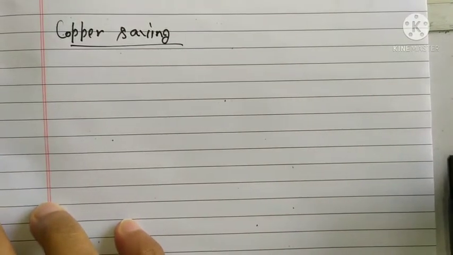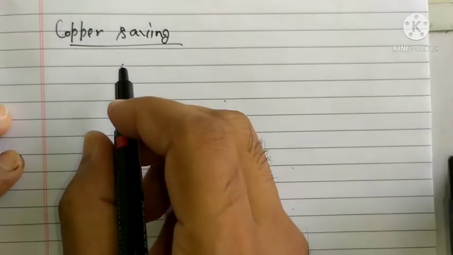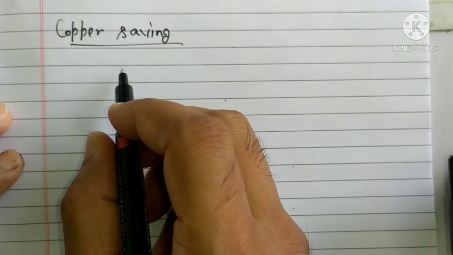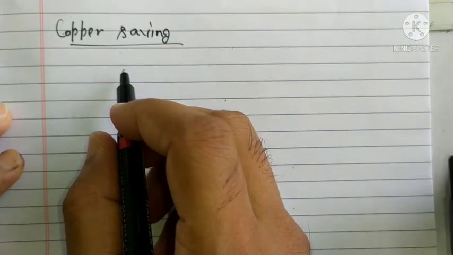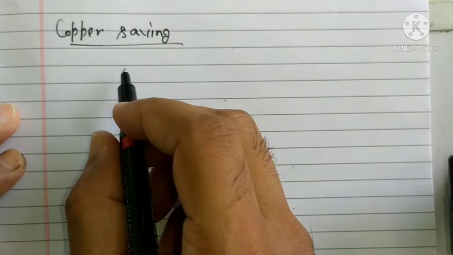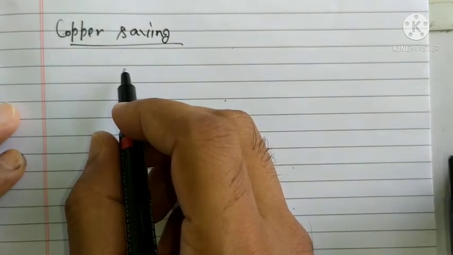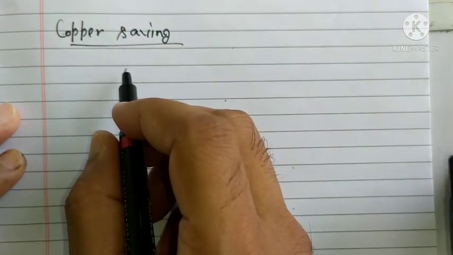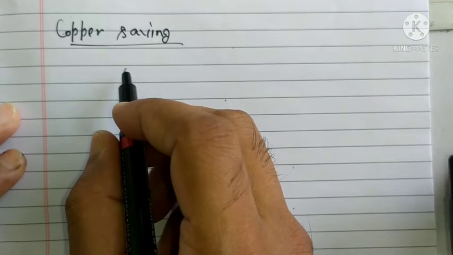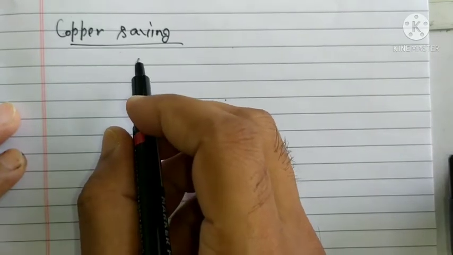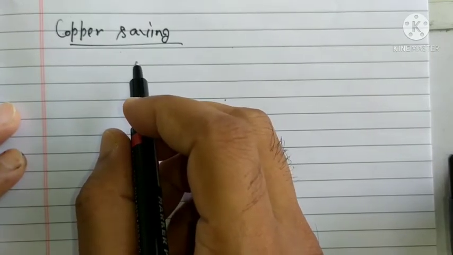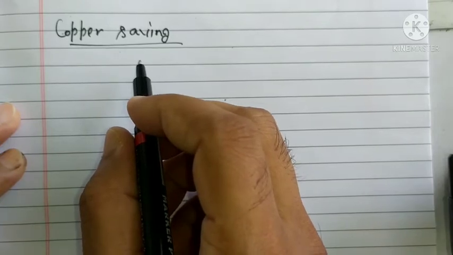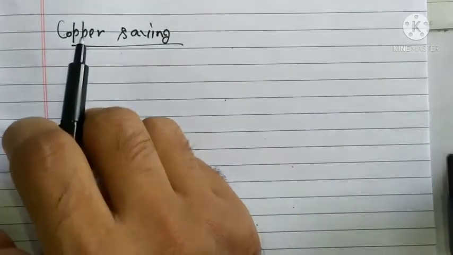Let us see copper saving in auto transformer. Copper used in two winding transformer is more than that of copper used in auto transformer. That's why the weight of auto transformer will be lower than that of two winding transformer. So let us see how copper is saved in auto transformer.